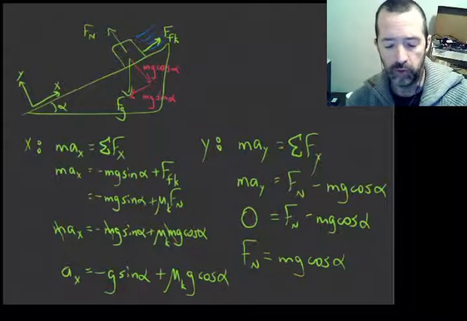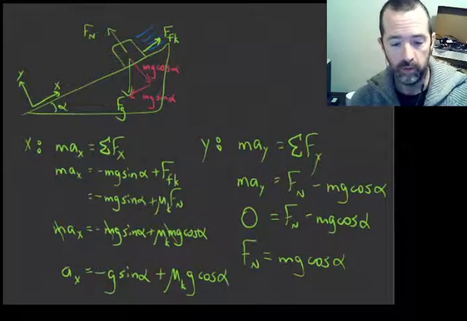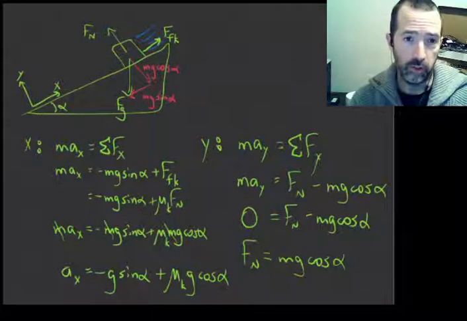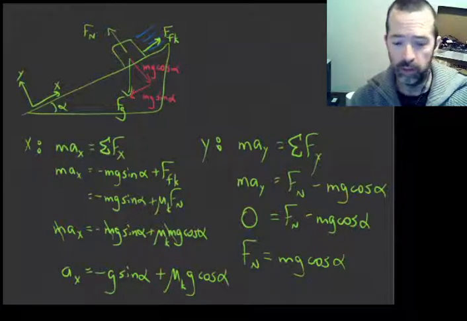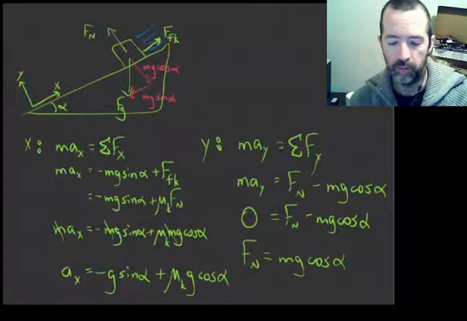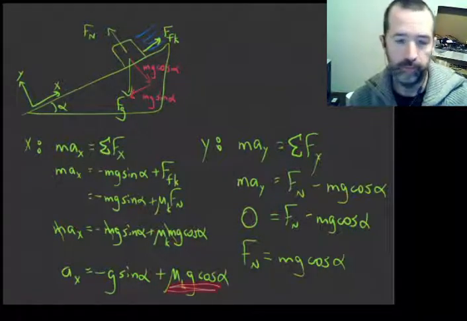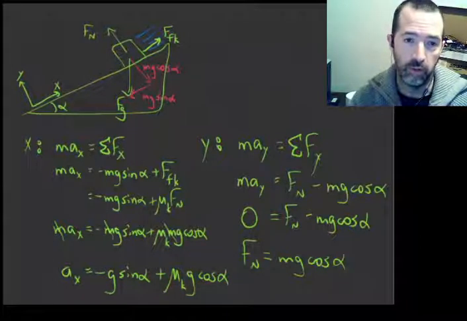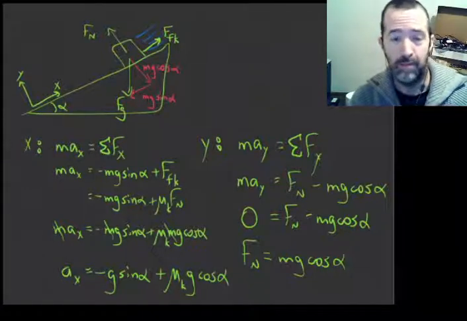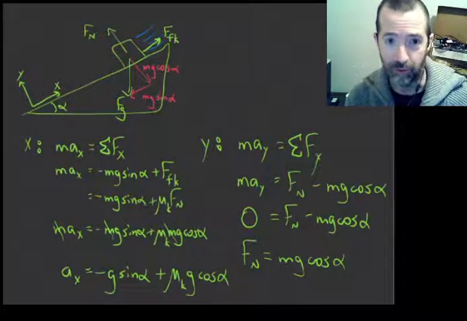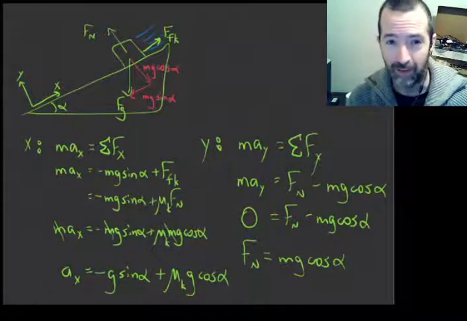But if friction is present, then the magnitude of the acceleration is going to be less. Instead of having this full negative g sine theta, whatever number that is, I have a positive term that comes from the friction, and so the magnitude of the acceleration is going to be smaller. And again, that makes sense, because if there's friction, then it shouldn't slide down as fast.